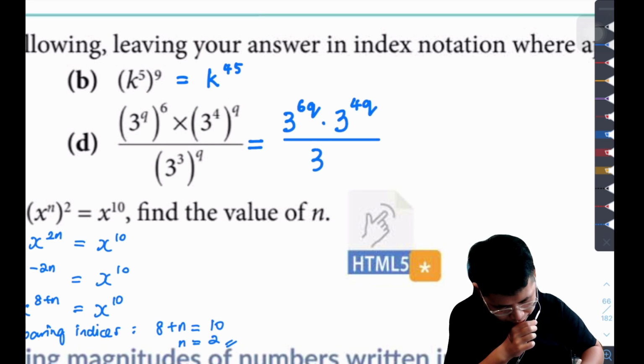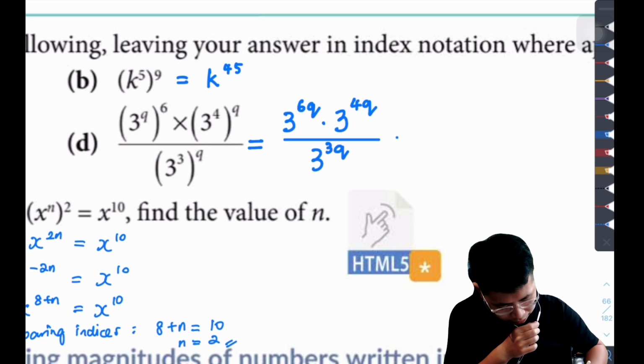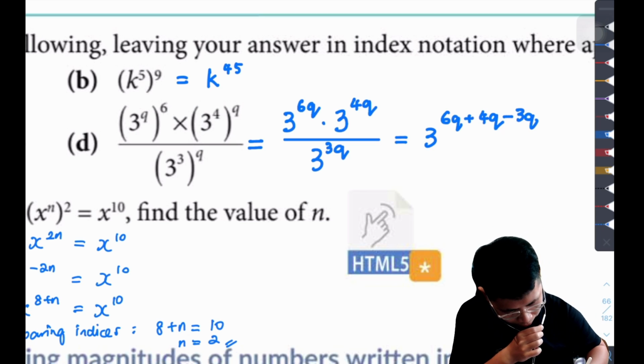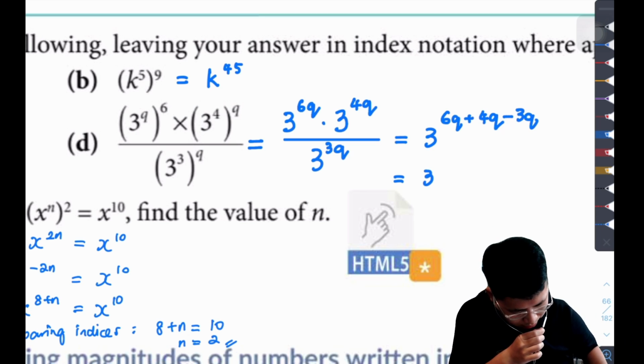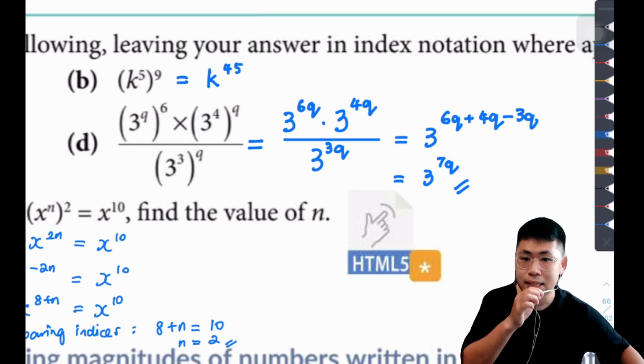Okay, over 3 to the power of 3q. Alright, so over here, we can go ahead and do our law of indices. So we have 6q plus 4q minus 3q, because we are dividing, right? At the bottom is divide, so minus 3q. So the final answer would be 6 plus 4, 10, 10 minus 3 will be 7q. 3 to the power of 7q. Final answer. Alright.